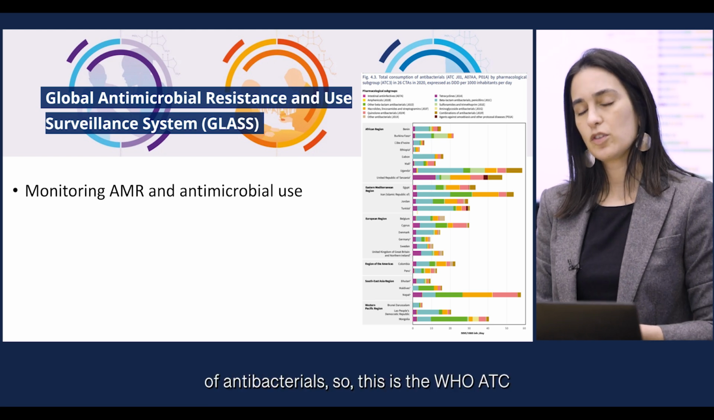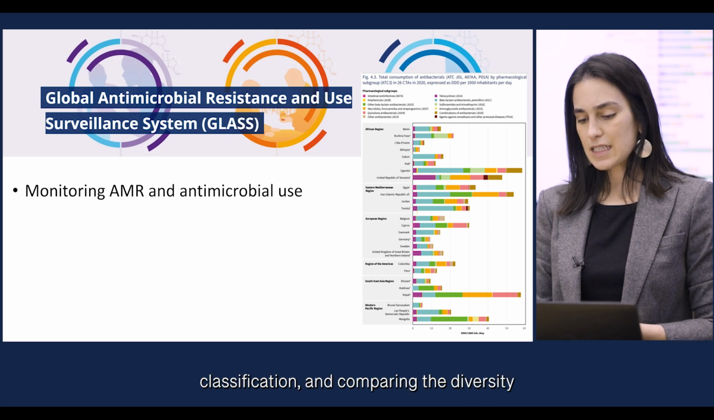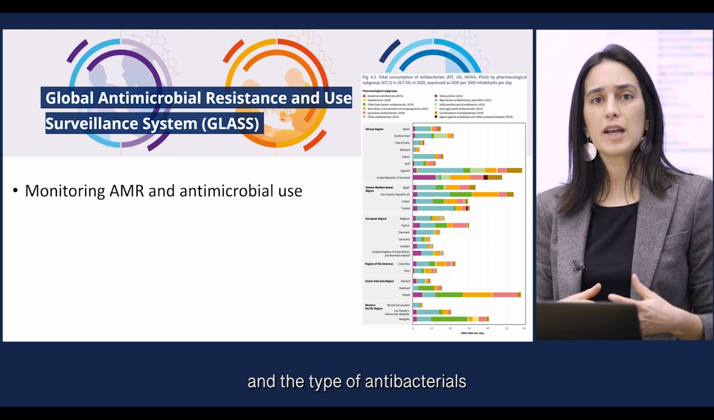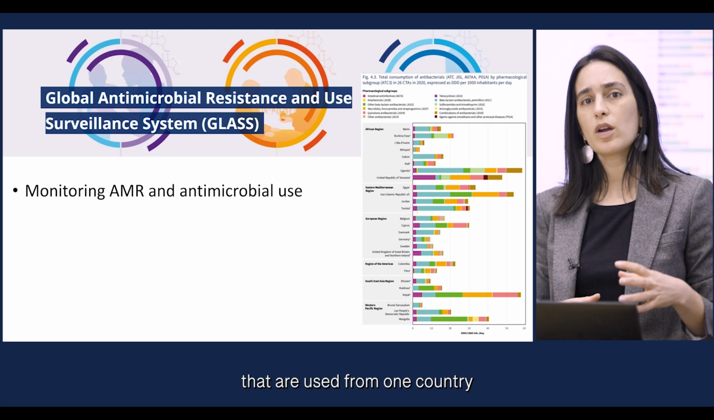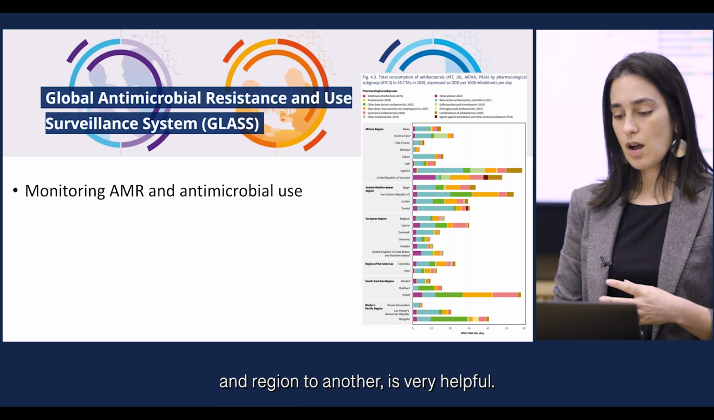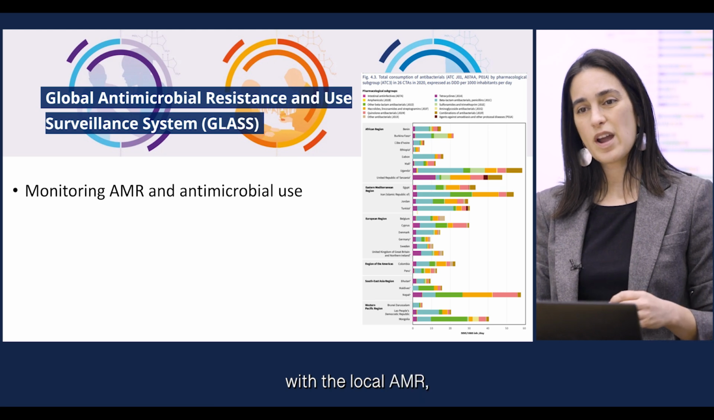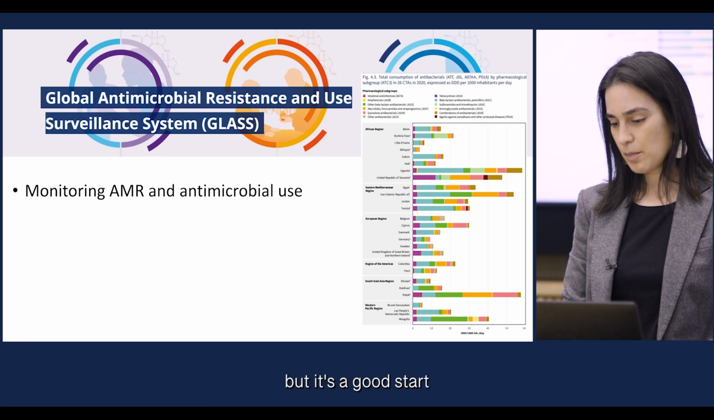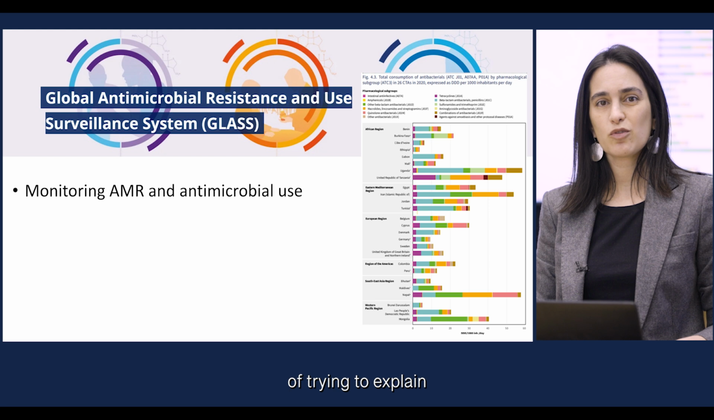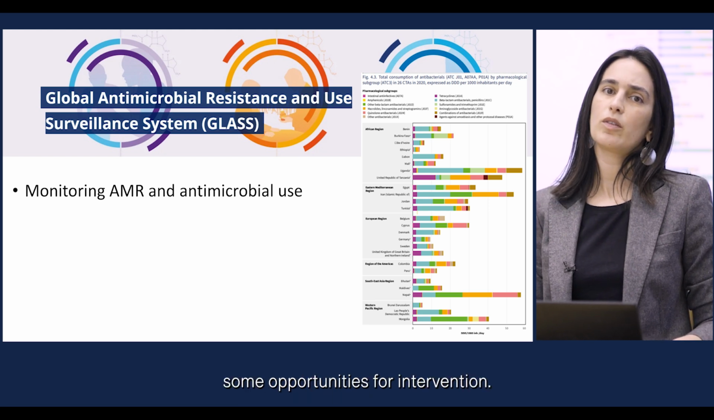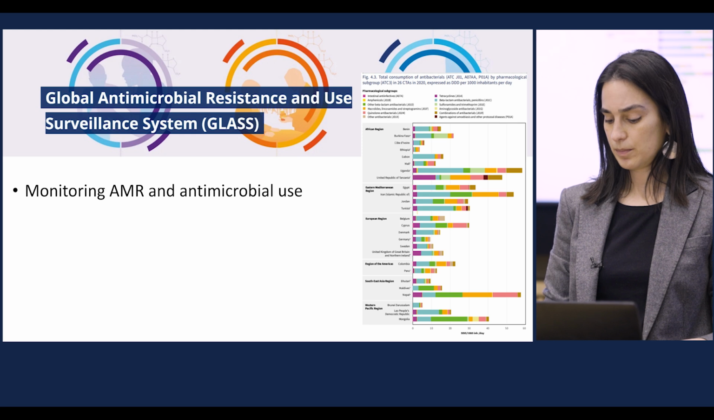On the antimicrobial use side of things, looking at the total consumption of antibacterials, so this is the WHO ATC classification, and comparing the diversity and the type of antibacterials that are used from one country and region to another is very helpful. Obviously, this needs to be correlated with the local AMR, but it's a good start in terms of trying to explain some of the regional variations and pinpoint some opportunities for intervention.